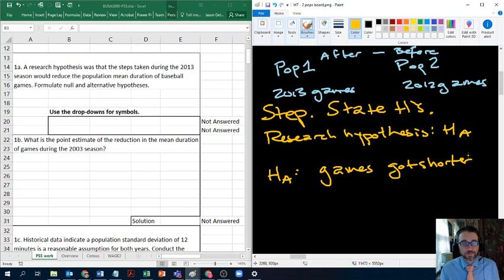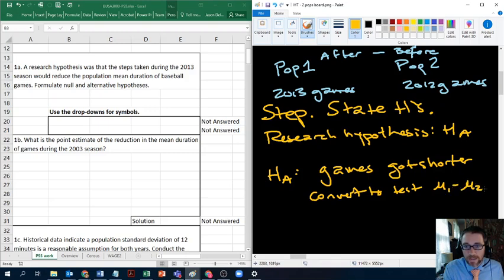But we want to state it in terms of a parameter that we can learn something about. Last time we learned about the distribution of the difference between two sample means. So what we're going to try to do is convert this into a test of the difference between two population means. We want to convert it to a test of mu1 minus mu2. So we've got to work our way to a mu1 minus mu2.